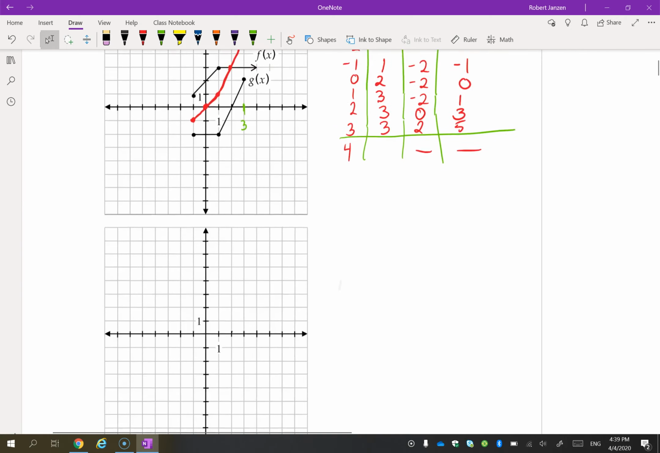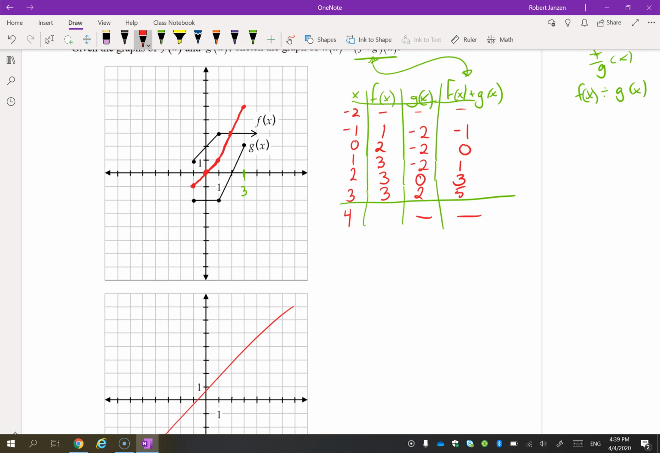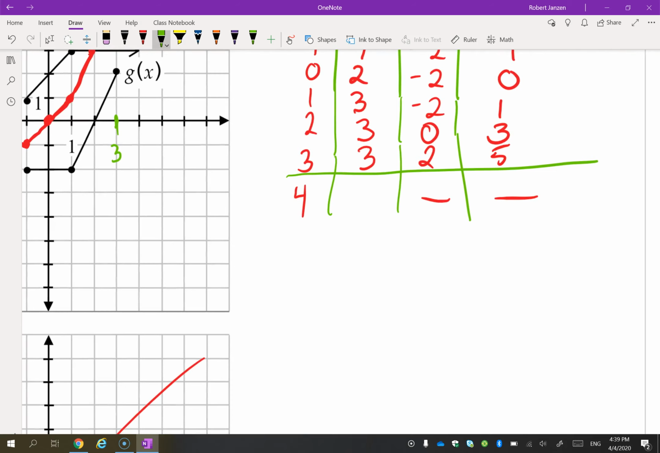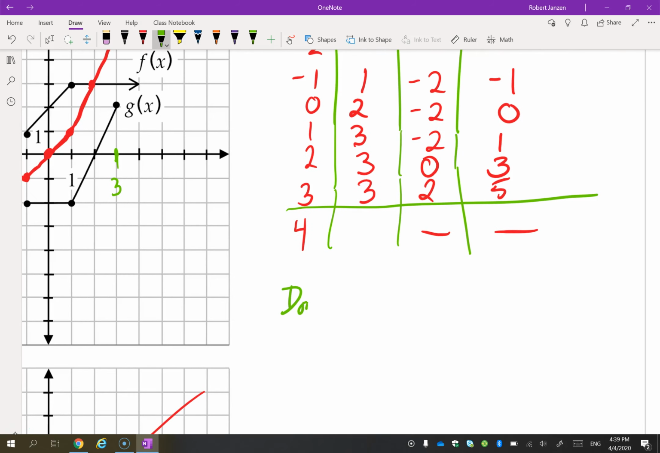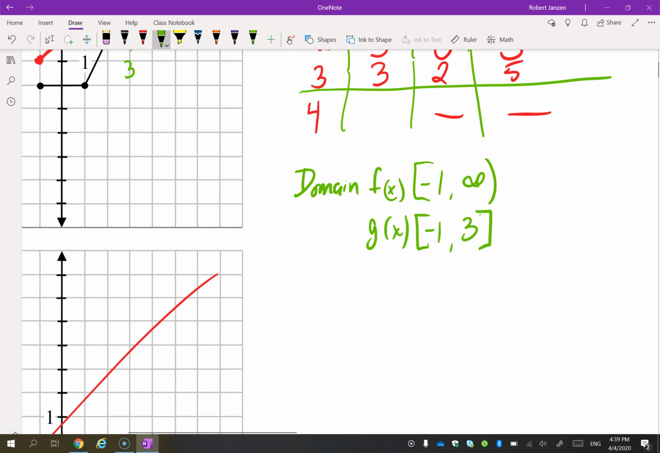Okay? I guess I was supposed to do it down on the next graph. We don't need that graph. It says then state the domain and range of f of x, g of x, and h of x. Well, what is the domain? The domain of f of x was from -1 to infinity. The domain of g of x is from -1 to 3. And so then the domain of h of x, which is what we got when we added those two, would be from -1 to 3.